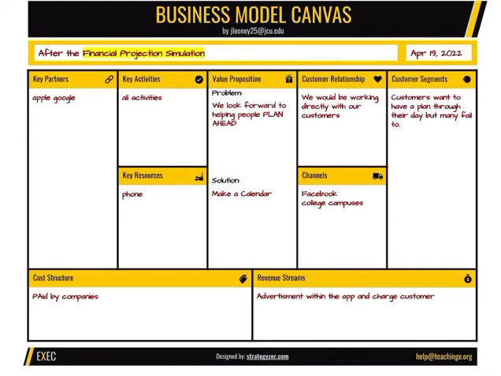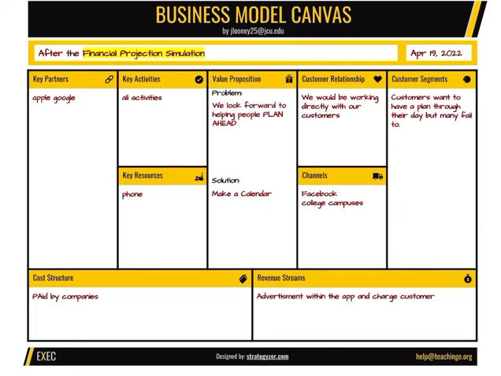The business model canvas. Key partners would be Apple, Google, Facebook, pretty much any online or social media platform. Our key activities are pretty much all activities, since we are a calendar type thing. Whenever somebody has an activity, we benefit from that, because the busier somebody's schedule, the more they'll need our help, and the more we will be able to help them.